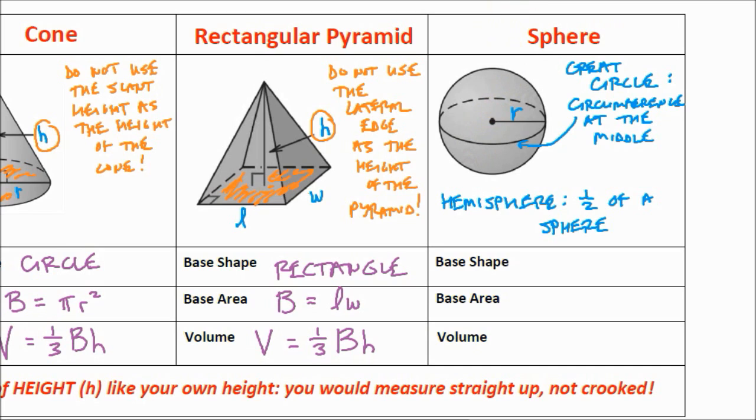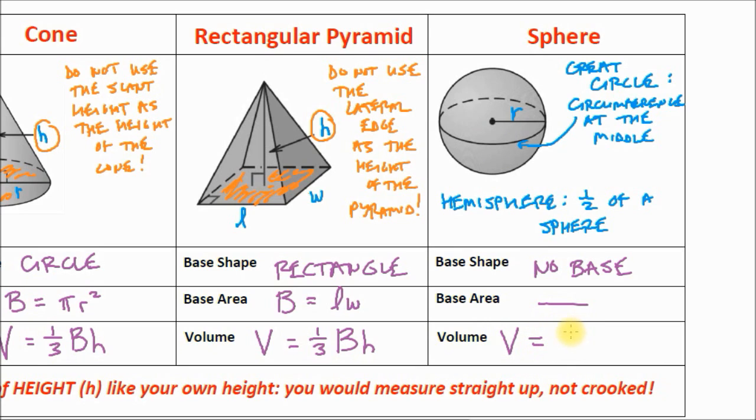All right, how do we find the volume of a sphere? Well, there's one thing about a sphere that's different from all the other shapes. There is no height, and there is no base. So for base shape, there is no base. And as far as base area, it doesn't apply. There is no base area. All we need is the radius to find the volume of a sphere.